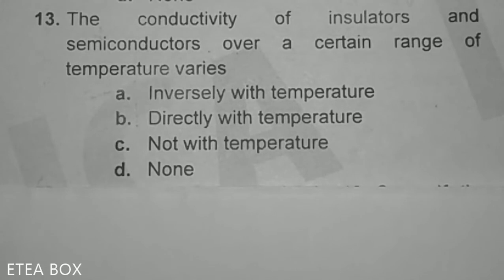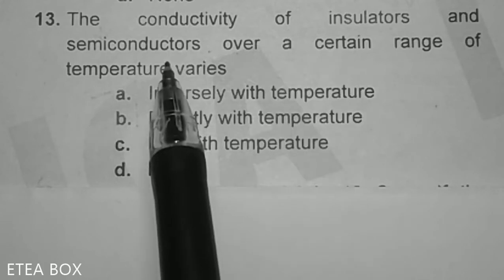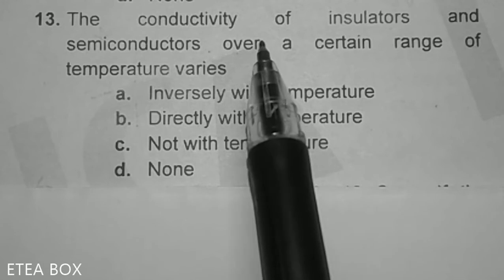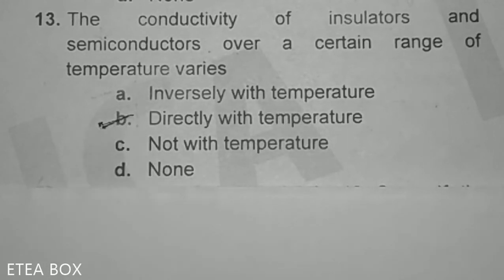The conductivity of insulators and semiconductors over a certain range of temperature varies. Now look at here, this is conductivity. Now for insulator and semiconductor, what happens when the temperature increases? In that case the conductivity increases, okay? So direct relation with temperature. When we increase the temperature, the conductivity of insulator and semiconductor increases. And when we decrease the temperature, conductivity also decreases.